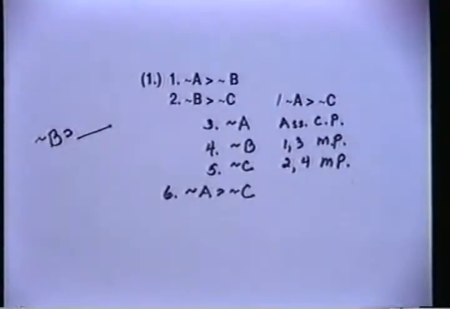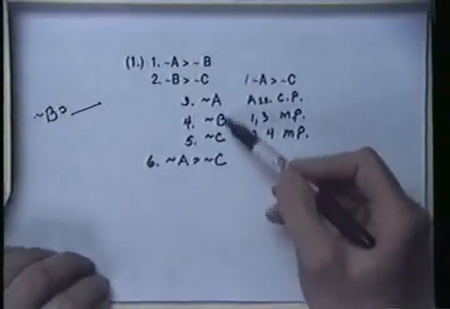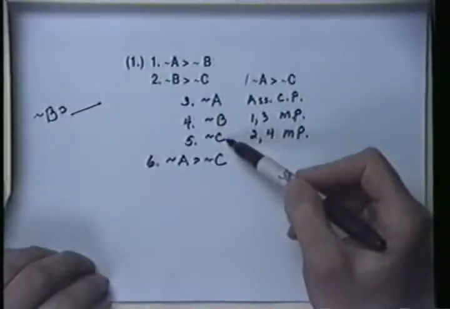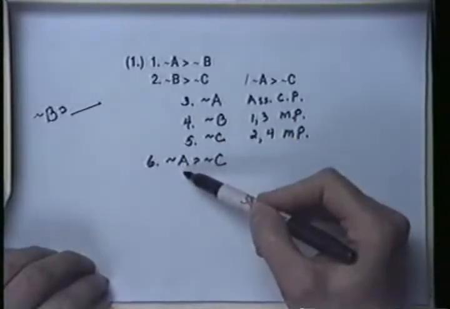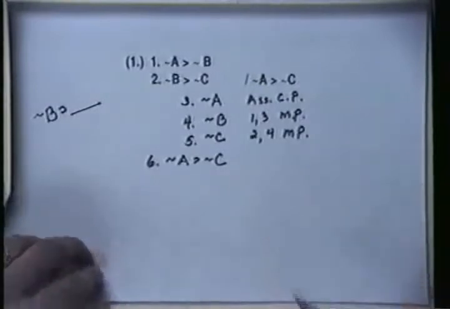Okay, now this strategy really works the same all the time. In other words, you have to have as that assumption for the conditional proof subderivation the antecedent of the conditional that you're trying to get, and you must go through a set of steps that leads to the consequent of that conditional, and then you discharge, close off the subderivation with this conditional line.